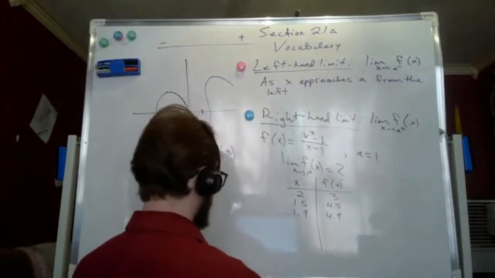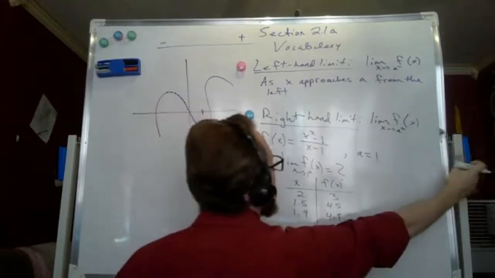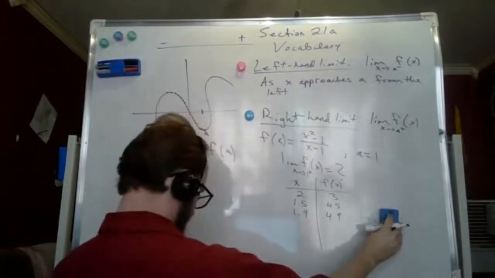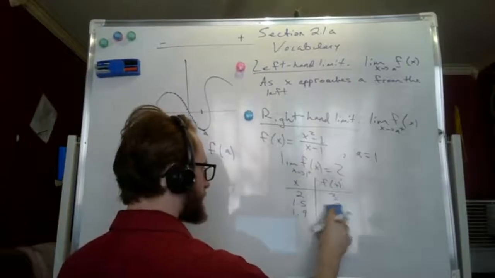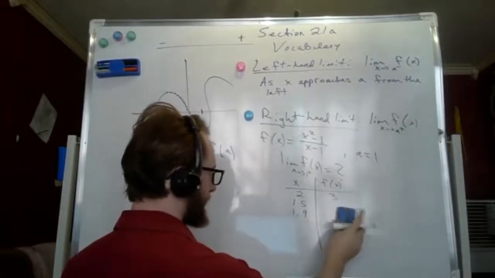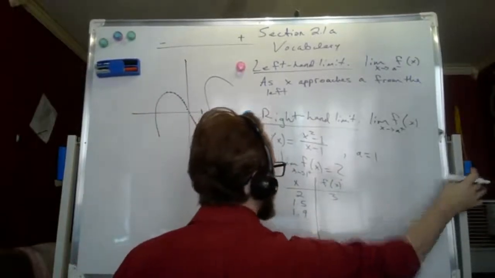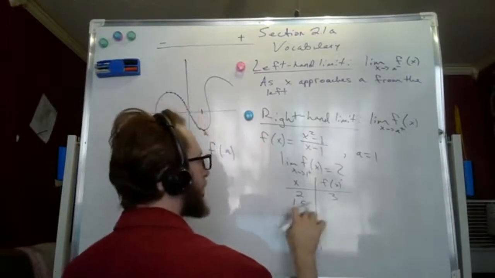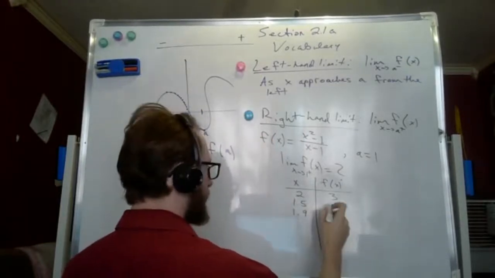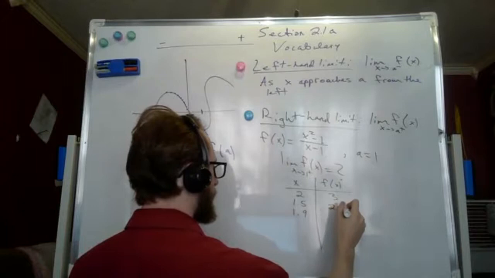Oh, I'm copying the wrong problem again. Excuse me for a moment. Those are the wrong values right there. Sorry. When we plug in 1.5, we're going to get 2.5.